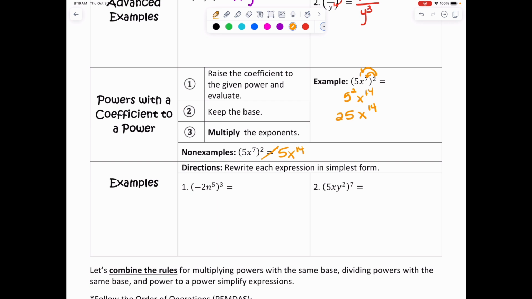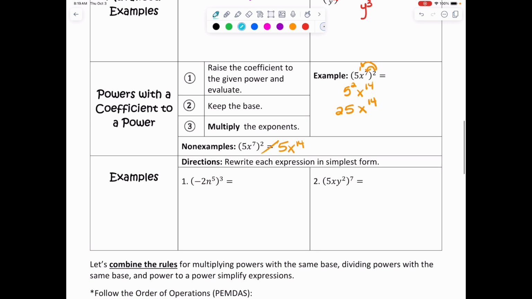So let's do a few more just so you can get a better idea of what's going on, a few more examples. In number 1, our coefficient is -2, our base is n, our exponent is 5. So if it helps, put the little 1 next to that -2 to remind you there's really an exponent of 1 there, so that you remember the 3 on the outside has to get multiplied by both exponents on the inside. So this is going to become -2 to the 1 times 3, which is 3, and n to the 5 times 3, which is 15.